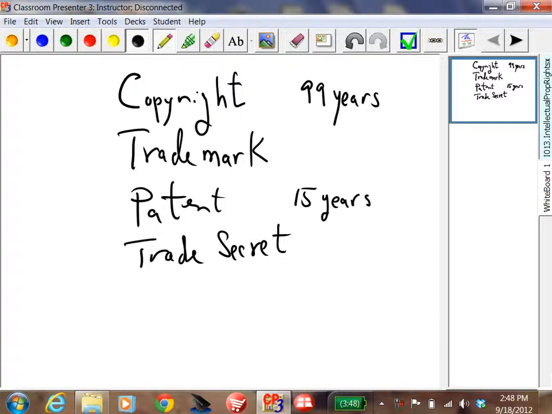And if you wanted to sue somebody for infringing your copyright or your patent, would you sue them in state court or federal court? What? No, these are done in federal court. Trade secrets are done in state court.